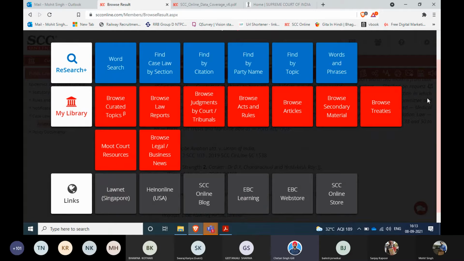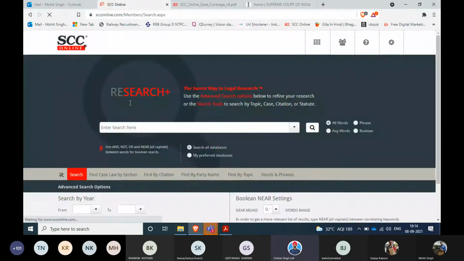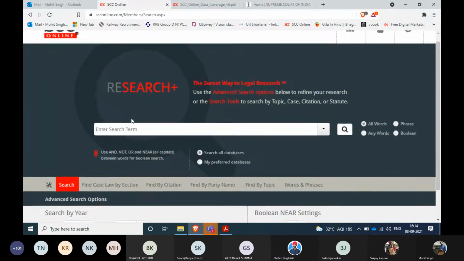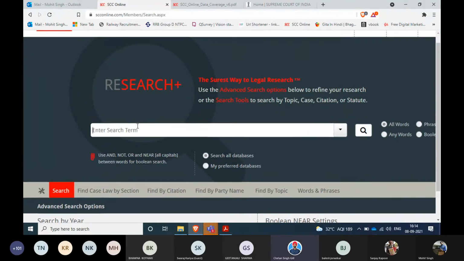Now comes the Research Plus. How is it different? Let's start with word search, Mohit, shall we? Now in word search, you have to type in something. You would not get the information like we saw in the previous examples, when you just had to click and the information was pouring in. In this, you have to type in a word or a sentence or a couple of words to start your search with.